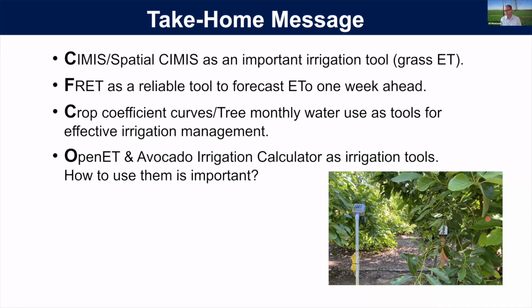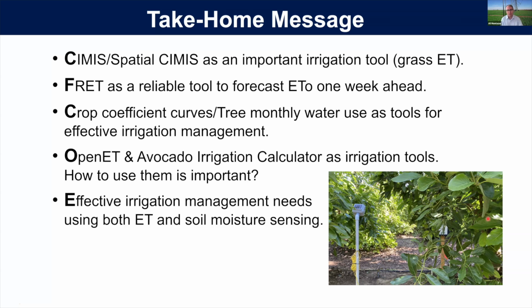OpenET and the Avocado Irrigation Calculator, I believe, are the major tools we might think about at the moment. But how we use these tools is very important. As I mentioned, I'm going to write an article soon on these issues and how we can use them and how we should use that information. And this is the last conclusion I have.